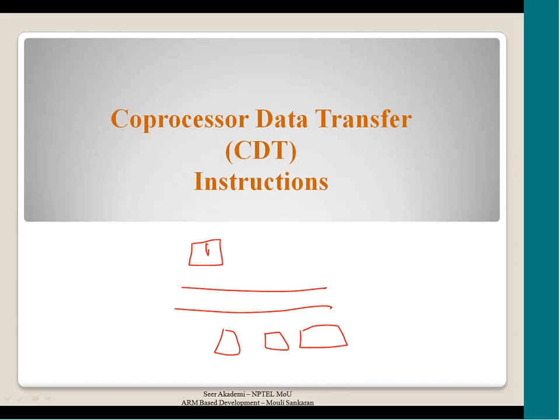See, this is the ARM core. It has a memory, address bus, and data bus. This is the data bus. To the data bus, all the coprocessors are connected. CP1, CP3 need not be all.